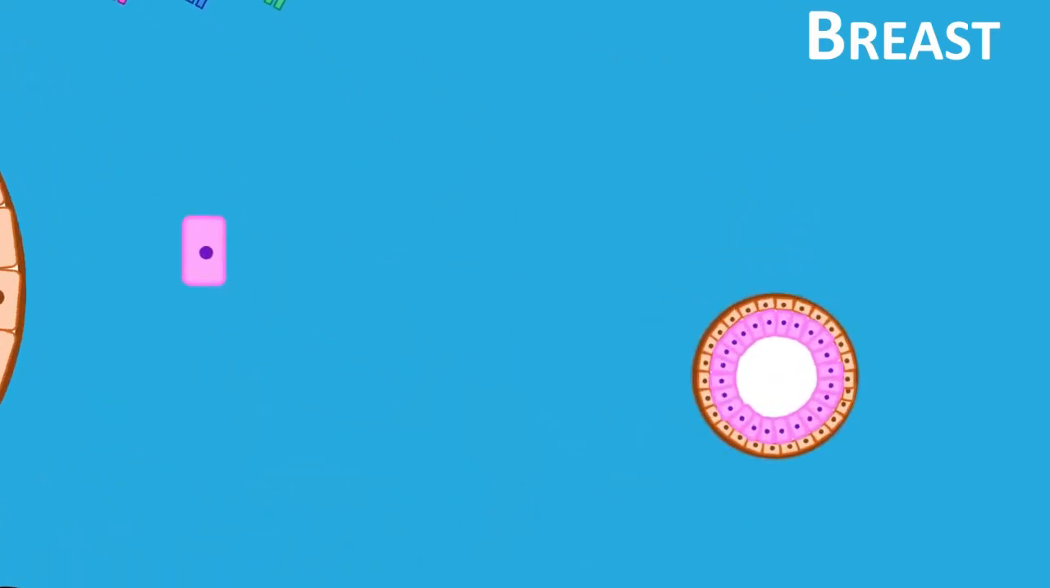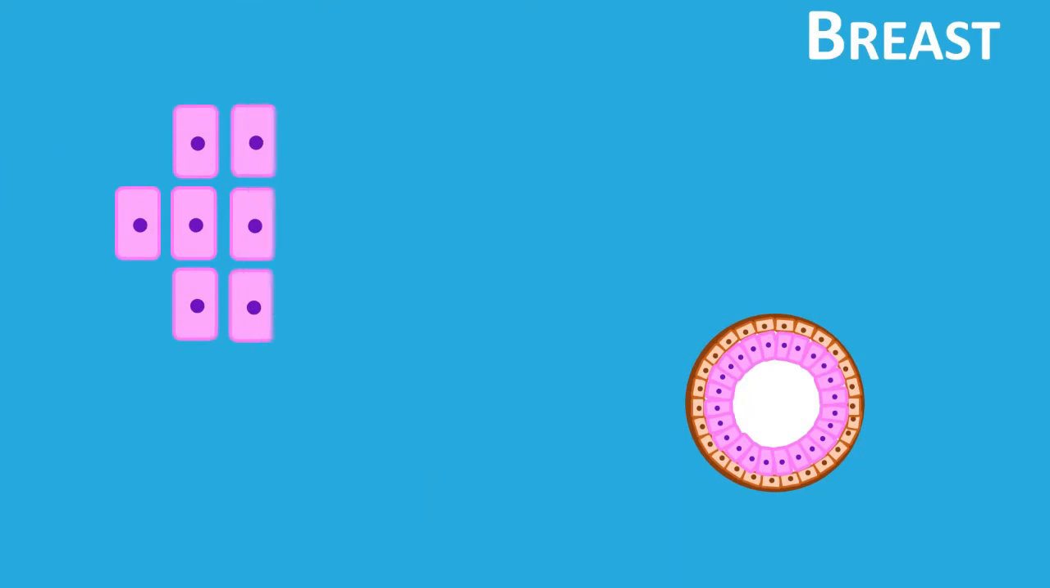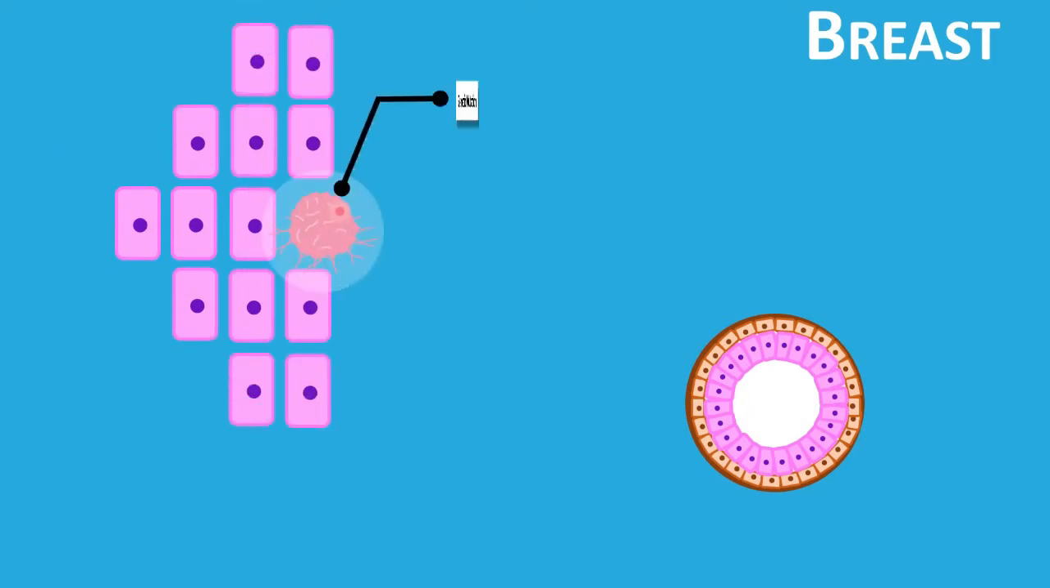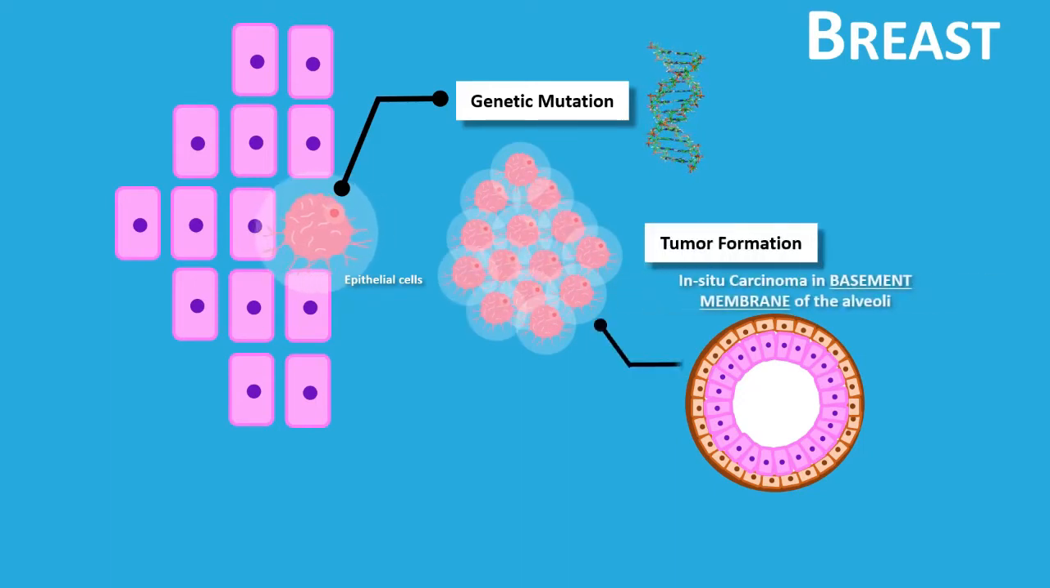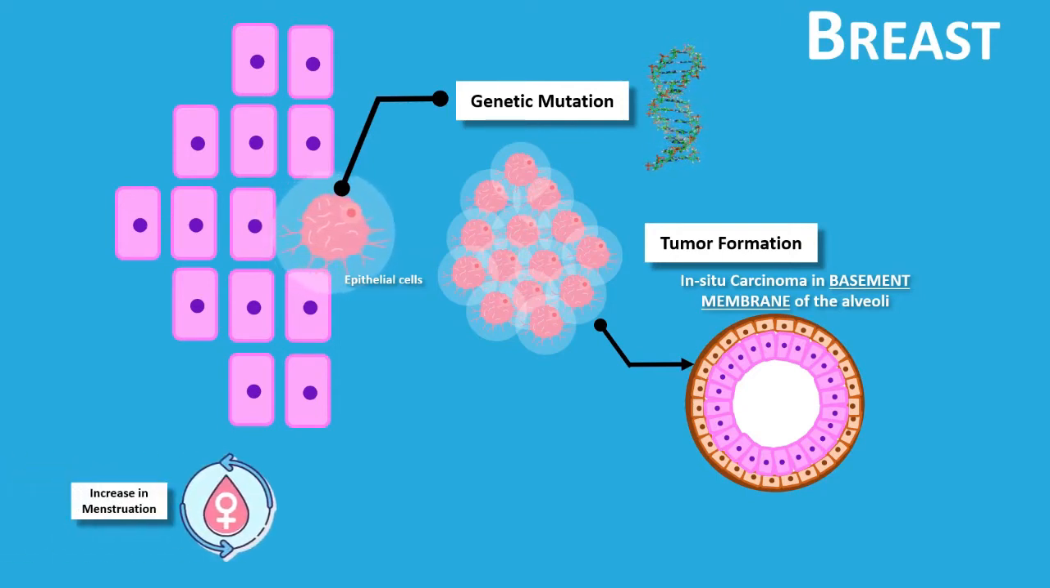Each time a cell divides, there is a chance that a genetic mutation can occur, and a mutation can most often lead to a tumor formation. As the affected cell, which is commonly the epithelial cells that line the ducts of the lobules, begin to grow and replicate out of control, they start to form a tumor. This tumor, also known as an in situ carcinoma, is initially localized at the basement membrane of the alveoli. So with more menstrual cycles, there is an increased risk for tumor formation.